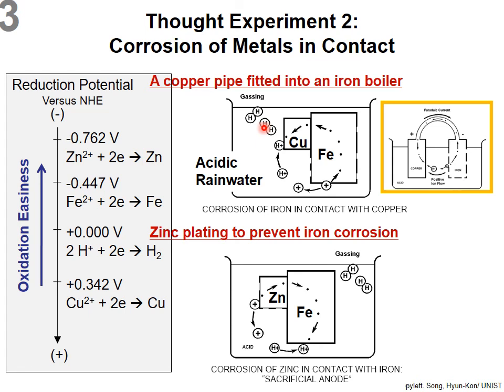So, how can we protect the iron boiler from corrosion? The answer is zinc plating. Let me check the reduction potential of proton, Fe, and zinc. For this situation, we have used this one. Let me change my pointer into pen.